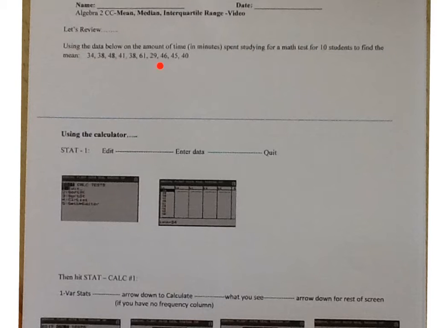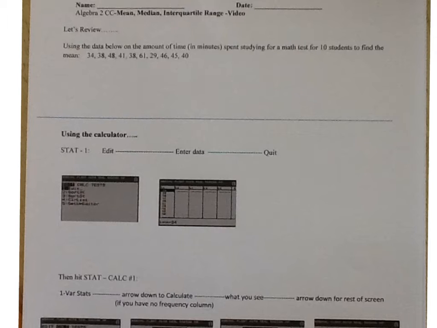Okay, so here's our data. This is how long 10 students spent studying for a math test. All right, so you have to have your calculator in front of you. If you don't have your calculator in front of you, you need to put this video on pause and go get the calculator and then come back. Okay, so hopefully everybody has their calculator in front of you. So I'll know tomorrow when it's time to plug in data whether or not you know how to plug in the data. All right, so you're going to obviously turn your calculator on.